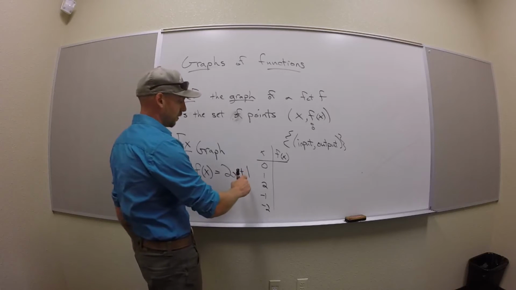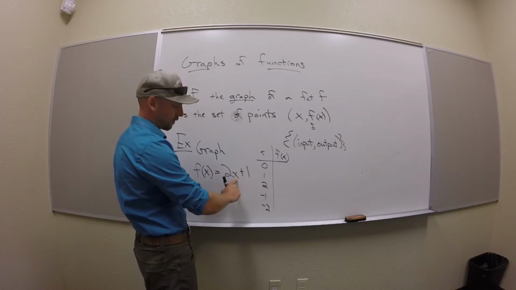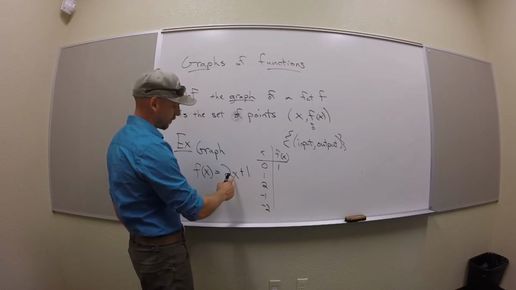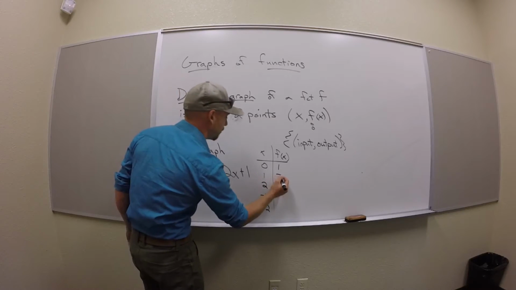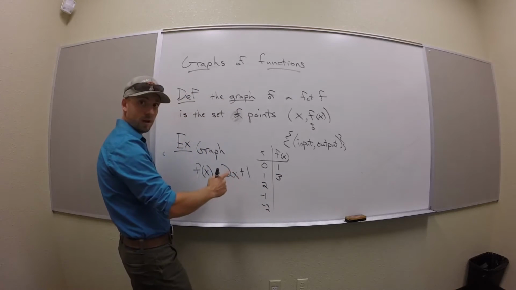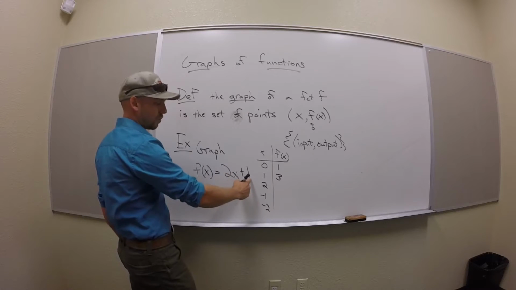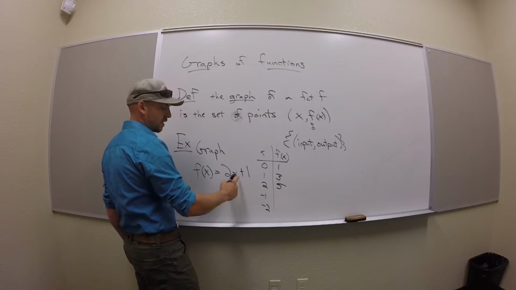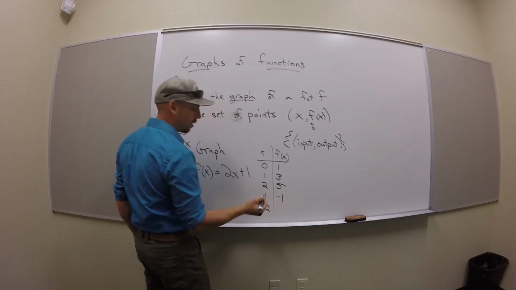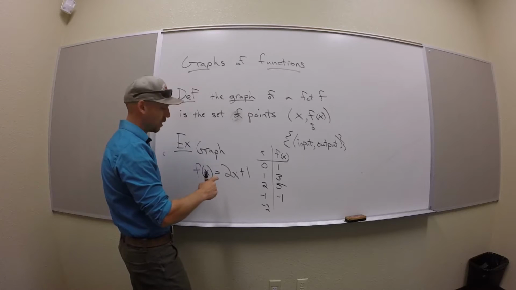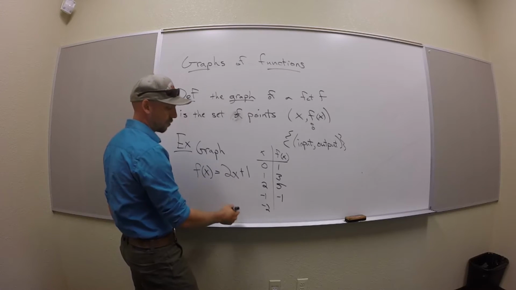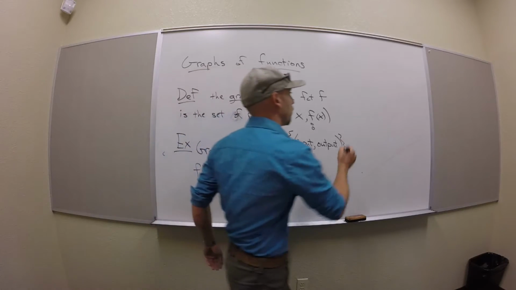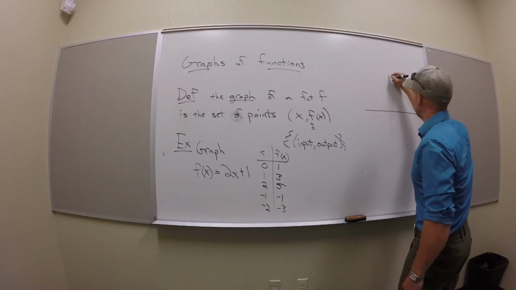I take 0 and plug it in for x, and I get 1 out. When I plug 1 in for x, I get 2 times 1 plus 1, which gives me 3. When I plug 2 in, I get 2 times 2 plus 1, which gives me 5. If I plug -1 in, I get -2 plus 1, which is -1. And when I plug -2 in, I get -4 plus 1, which gives me -3.